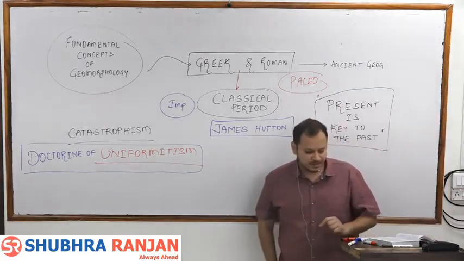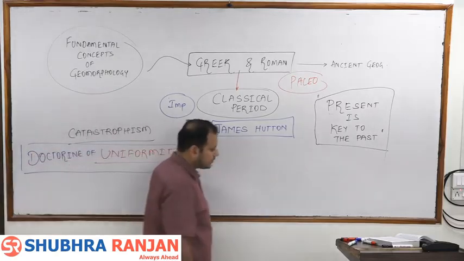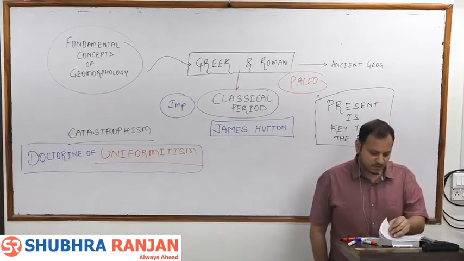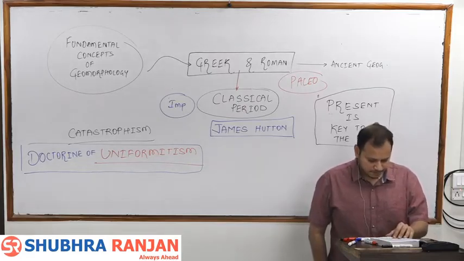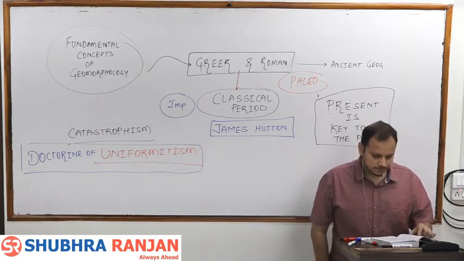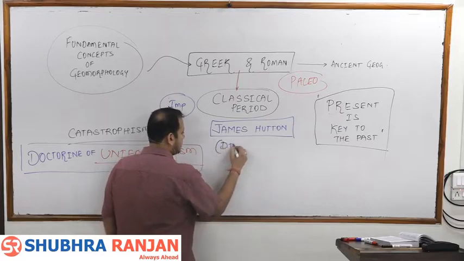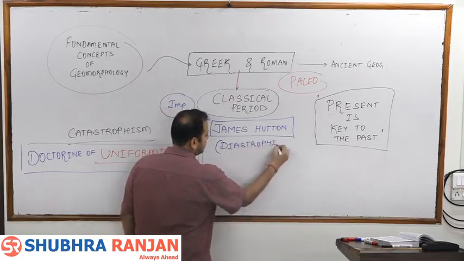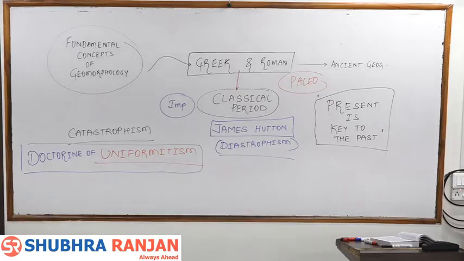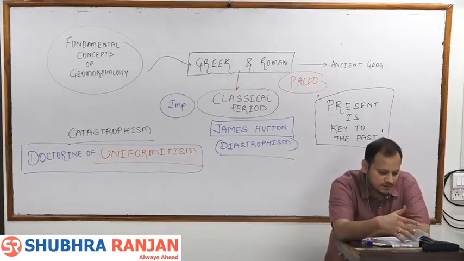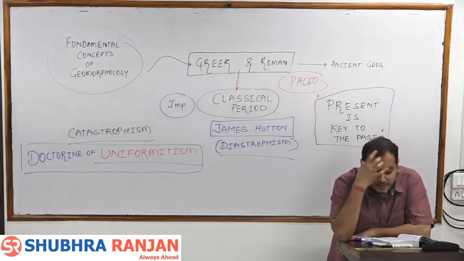because it recognizes that extremely slow geomorphic features, in the bracket write diastrophism, extremely slow geomorphic features or diastrophism, result in the shaping of the earth, forming various relief features.